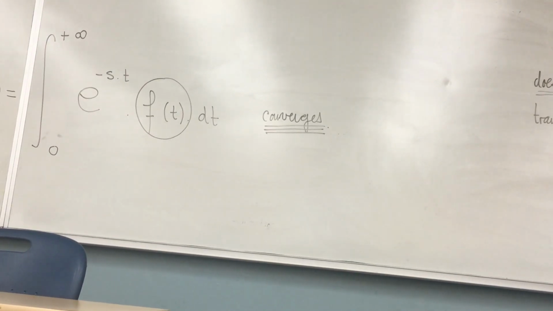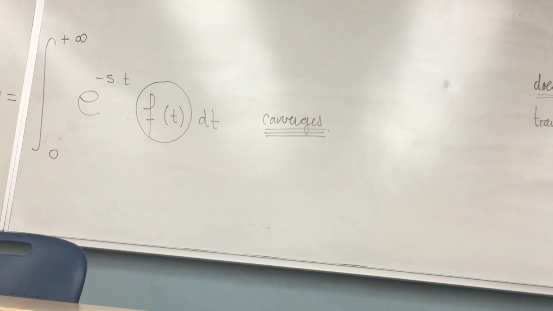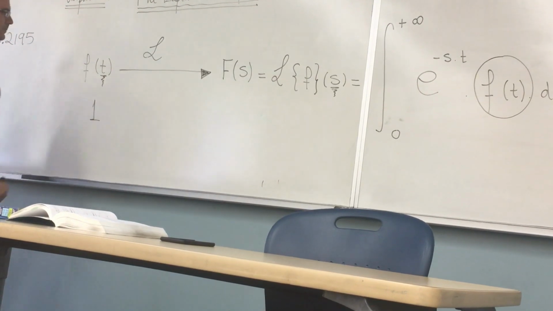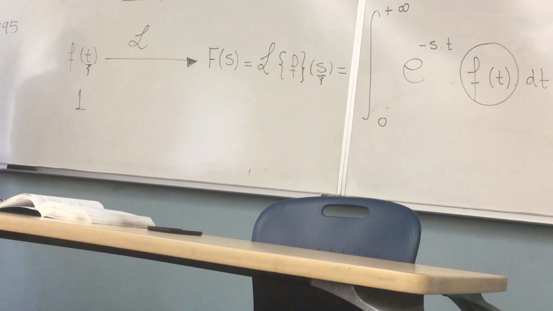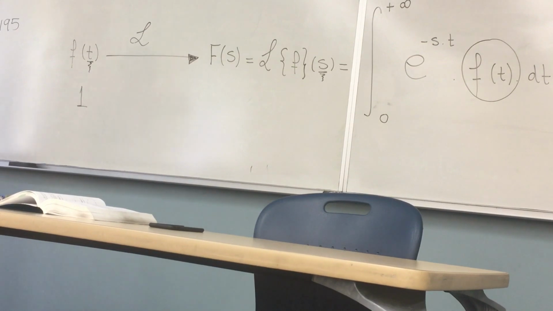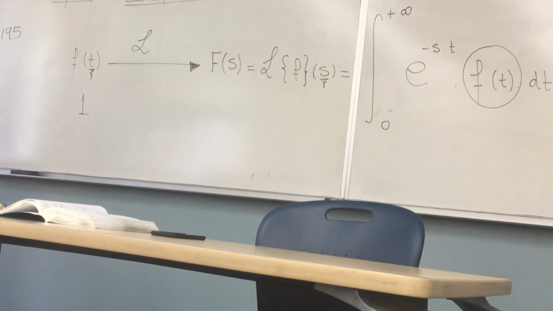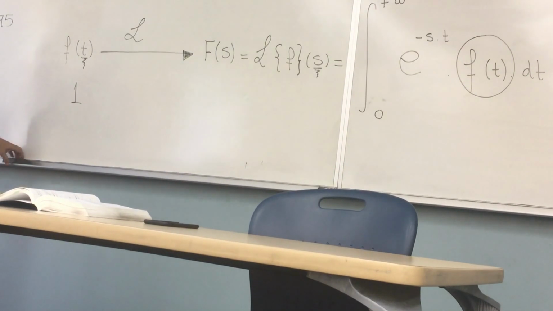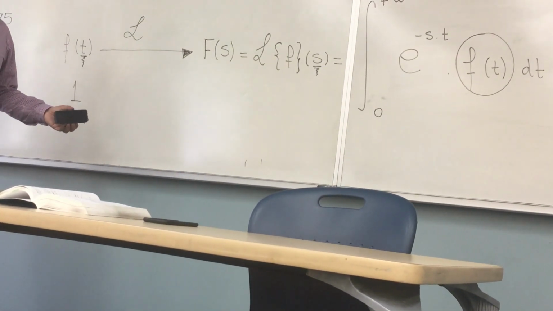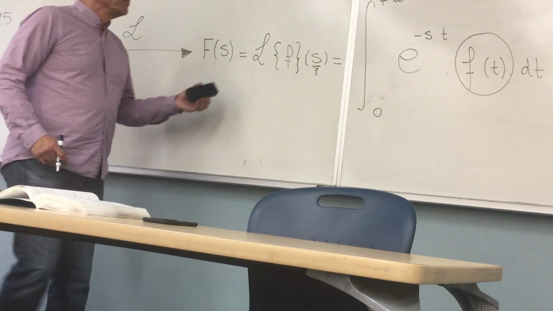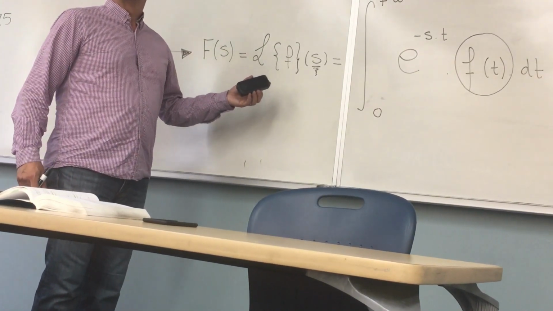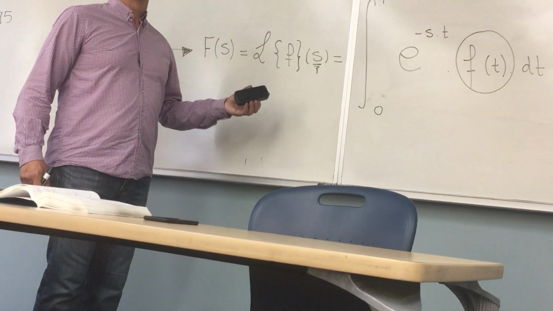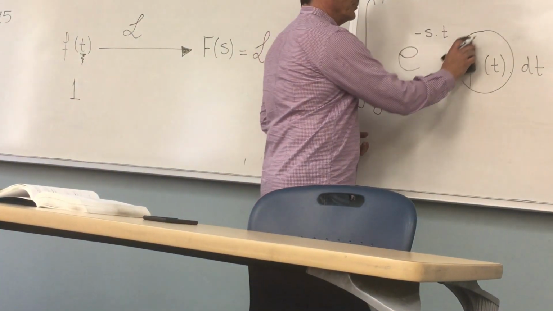Now, if I take the constant function 1, that's a function of t, right? Constant one, a horizontal line being the graph, at level 1 on the vertical axis. That's a nice function. Does the Laplace transform of that function exist? Yeah. What do you have to do? Plug 1 here.